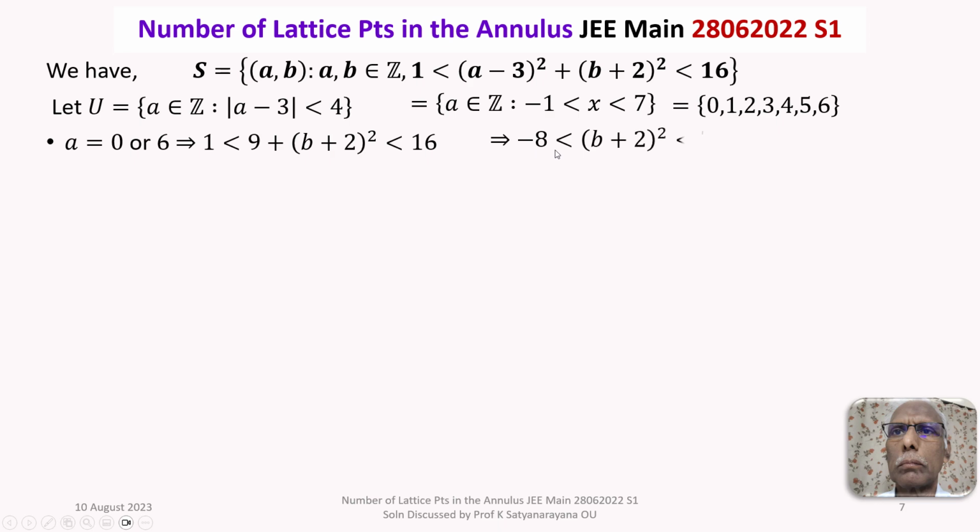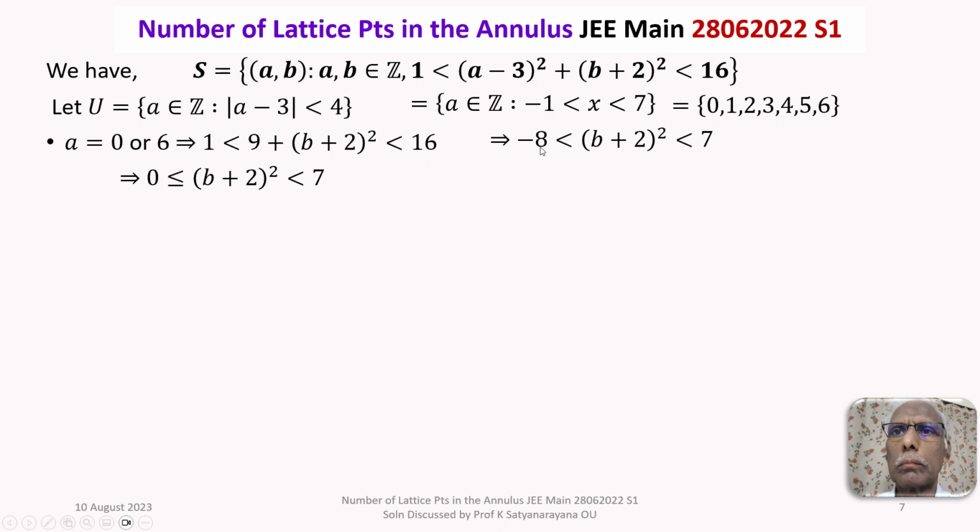So this will imply, so we have subtracted throughout by 9. That means we have added throughout by minus 9. So it will be minus 8 less than (B plus 2) whole square less than 16 minus 9, that is 7. Agreed. So what are those B which satisfy this one? Minus 8 less than (B plus 2) whole square less than 7. Because (B plus 2) whole square is there, it is always non-negative.